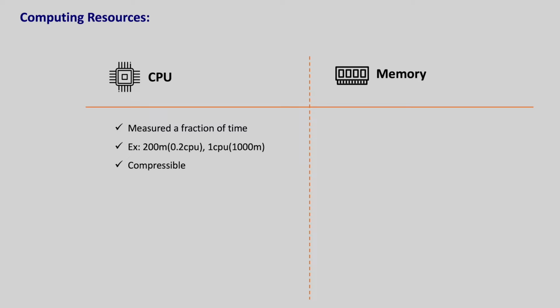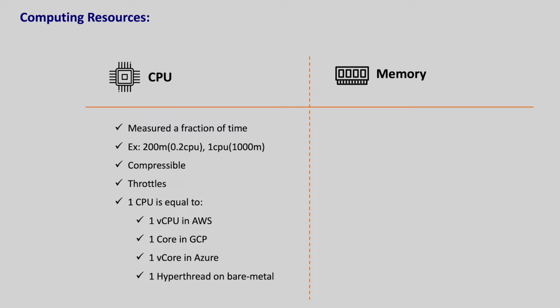CPU is a compressible resource, meaning whenever an application is using maximum CPU, it is throttled, meaning it cuts down the CPU cycles and slows down the response rate instead of killing the process. One CPU is equal to one virtual CPU in AWS, one core in GCP, one virtual core in Azure, and one hyperthread on bare metal.